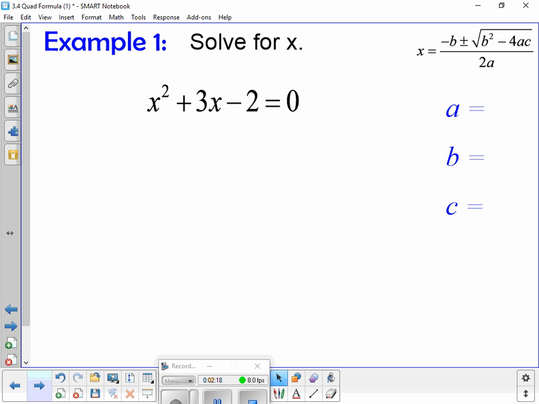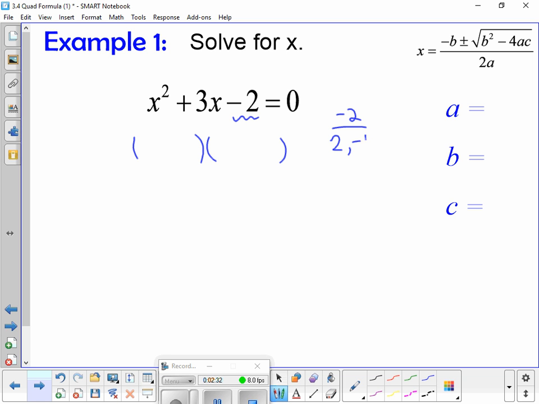So let's look at one. x squared plus 3x minus 2 is equal to 0. If we tried to factor this, we would be thinking, what are the factors of negative 2? The only way to factor negative 2 would be either 2 and negative 1, or negative 2 and positive 1. But really, that's the only two ways to factor negative 2, and neither of those combinations adds to 3. So this is not factorable.